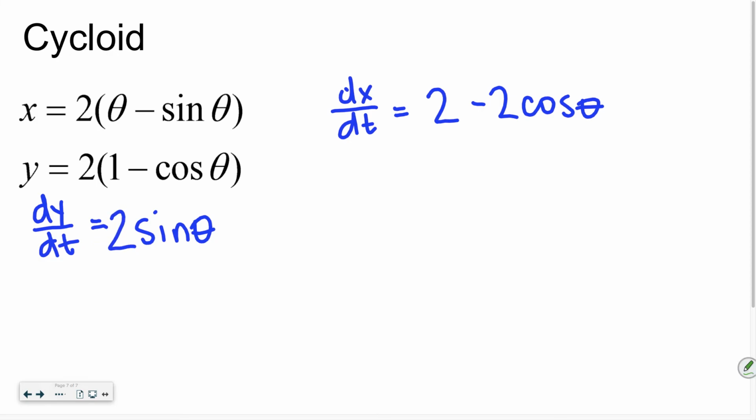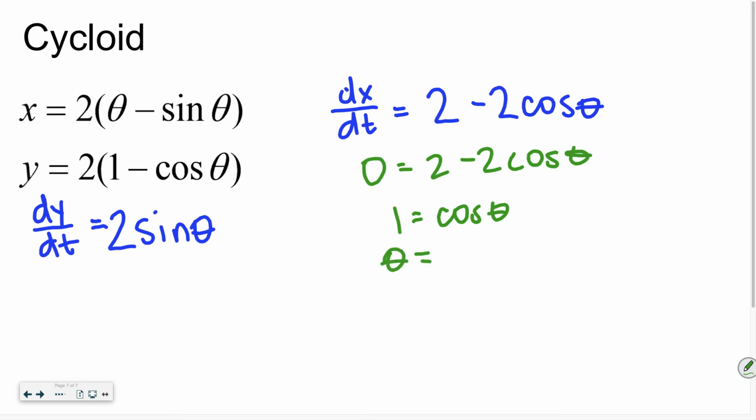So if we look at where this is 0, I'm basically asking you where the cosine of theta is equal to 1. And when does that happen? 0, 2 pi, 4 pi, etc., right? Because at pi and 3 pi it would be negative 1.